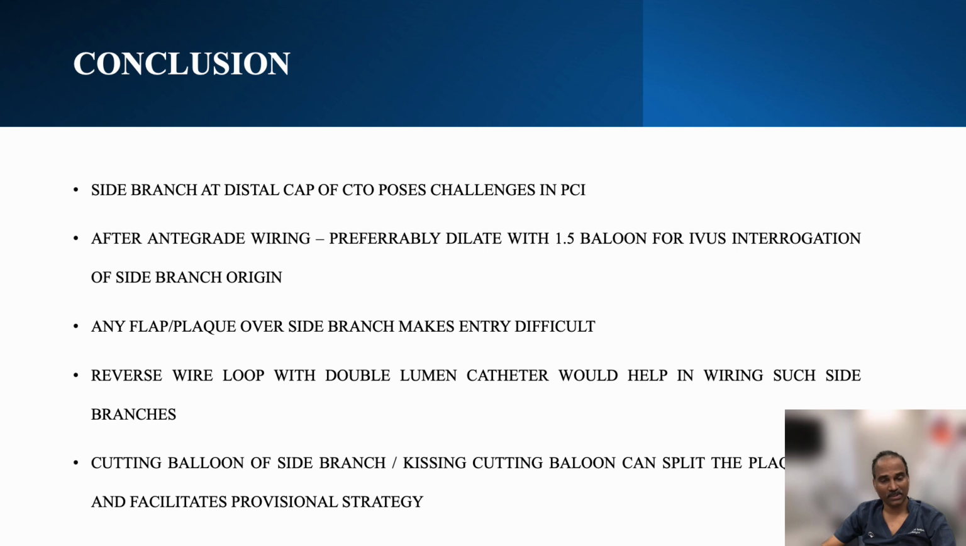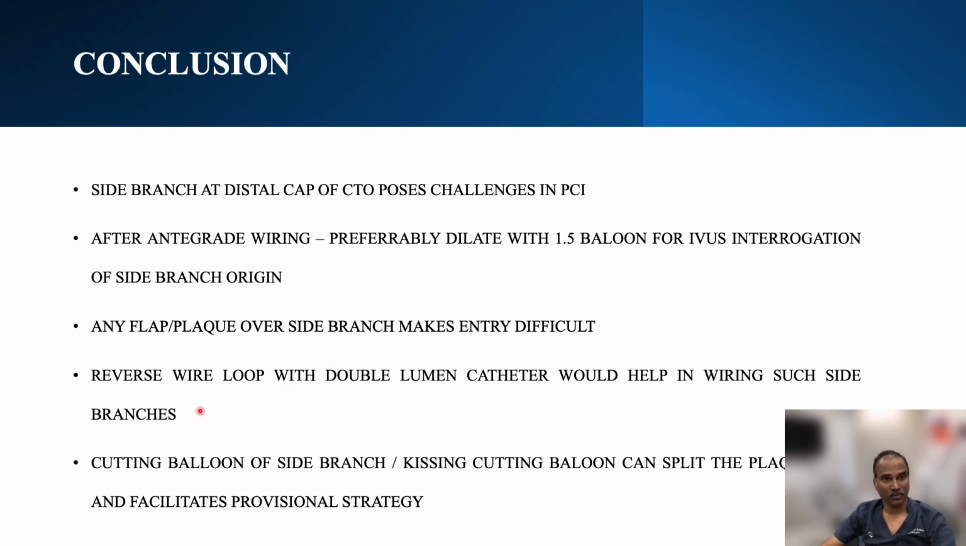To conclude from this case, a side branch at the distal cap of a CTO poses challenges in PCI. Sometimes you can even see side branches within the CTO. After antegrade wiring, preferably dilate with a 1.5 mm balloon for IVUS interrogation of the side branch origin. Any flap or plaque over the side branch makes entry difficult. That has to be clearly observed.